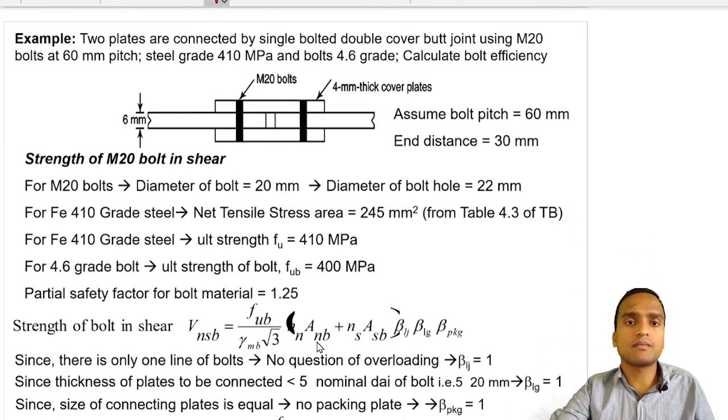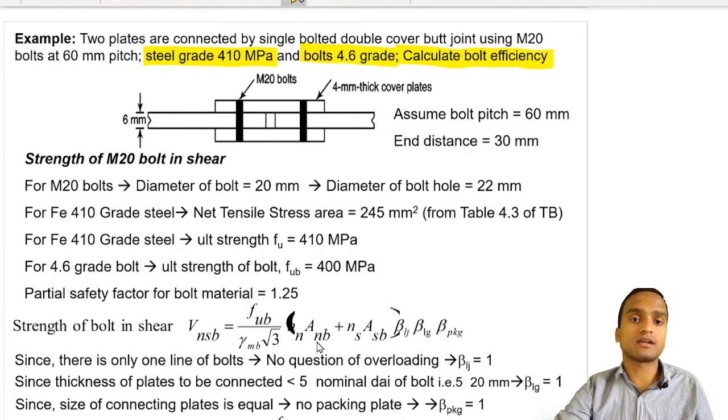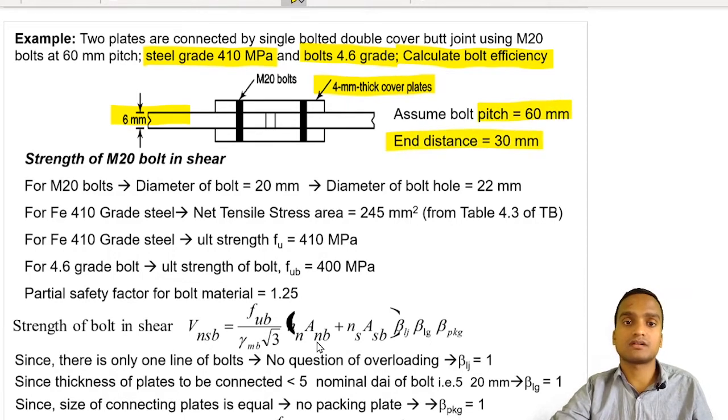Now it is asked in this example that two plates are connected by a single bolted double cover butt joint, using M20 bolts at 60 mm pitch, steel grade 410 megapascals and bolt grade 4.6. Calculate the efficiency of the joint. This is also the diagram which will be provided in the question itself. Here we can see some more dimensions given: the thickness of main plate is 6 mm, thickness of cover plate is 4 mm, and assume bolt pitch is 60 mm and end distance is 30 mm.